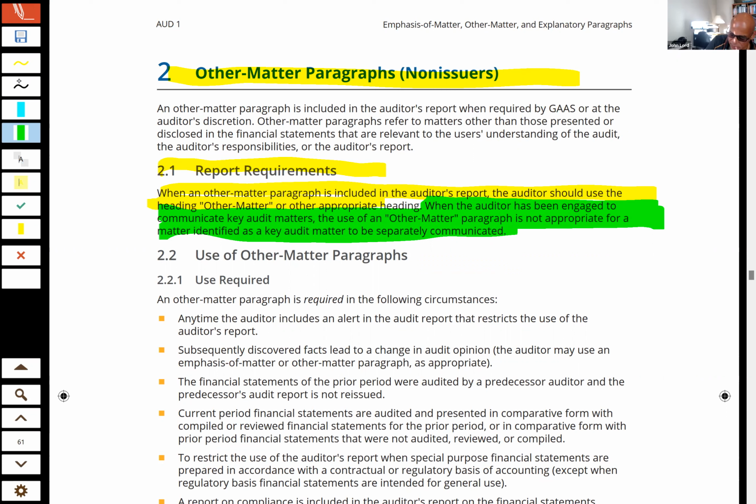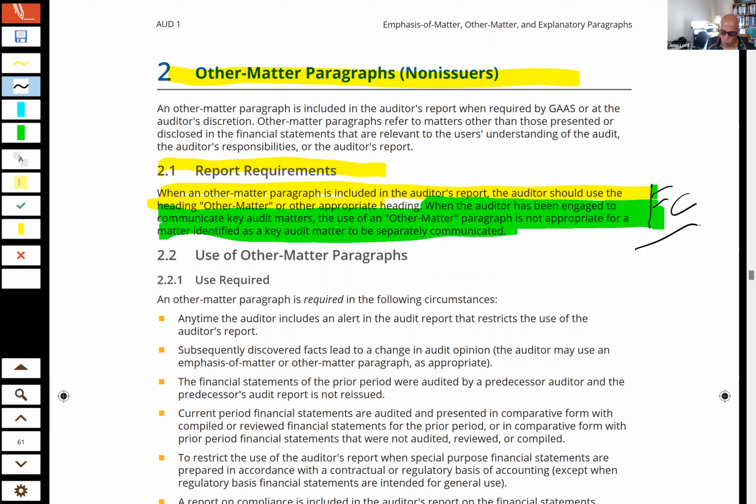Okay, and I suspect the reason we're stating the obvious, right? Well, if it's not a key matter, then it's another matter. If it's another matter, it's not a key matter. Why are you saying this? Well, apparently there must be some tricky CPA questions where they try to mix those two up.